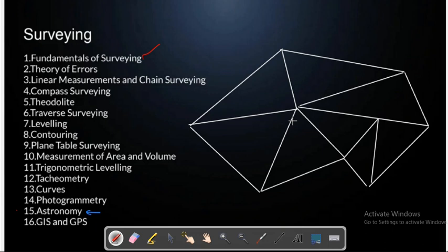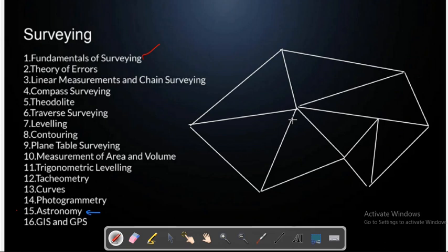Today we are going to discuss one of the important topics for civil engineering aspirants, that is the fundamentals of surveying, or the fundamental principles of surveying. As a whole, if you see the syllabus of surveying, we have majorly 16 topics. The first one is the fundamentals of surveying, which we will be dealing with in this lecture.